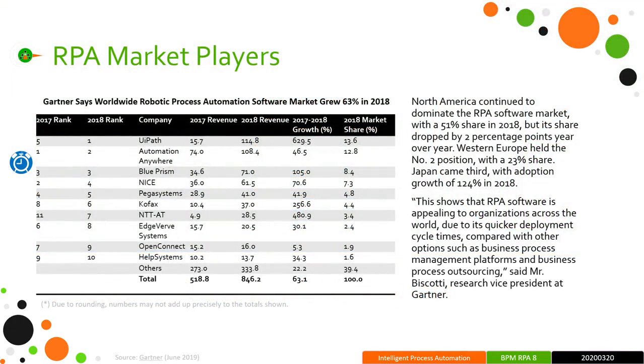In the RPA market, we have suppliers that offer business process management or robotic process automation technologies. The RPA software market is dominated by North America, then Europe and next, Japan. So, if you plan to move into the RPA space, choose your business process management and robotic process automation partners carefully.